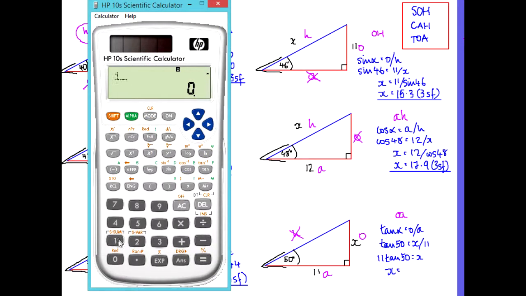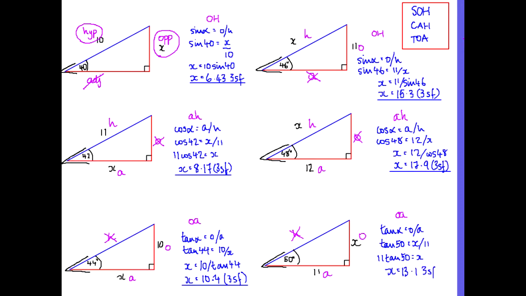x is 11 tan 50. Now we press equals, and that tells us what the answer is. Round it to 3 sig fig, 13.1. So 13.1 is the answer. x is 13.1 to 3 sig fig. There you go. 6 examples.